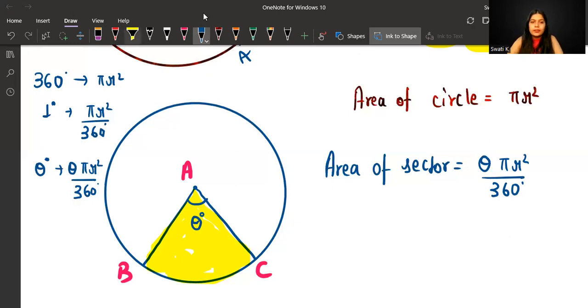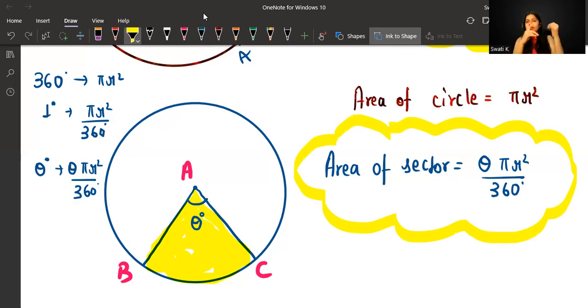Okay. So make sure you write down all these formulas together, starting from the circumference of a circle, area of a circle, length of the arc, perimeter of the sector, area of the sector. You can write down all these formulas together, and you can see you can easily do all the questions.